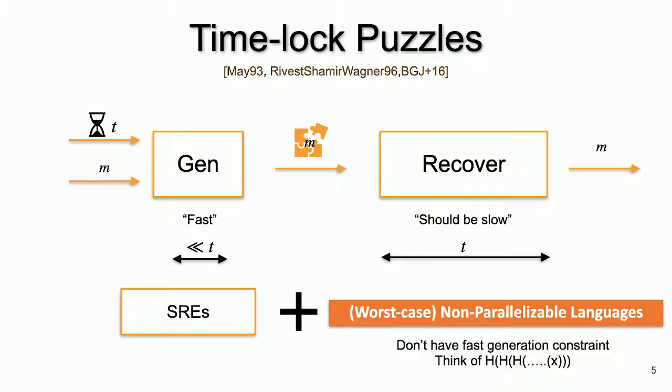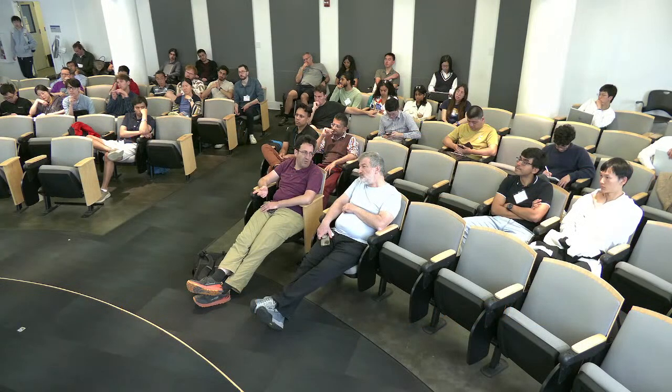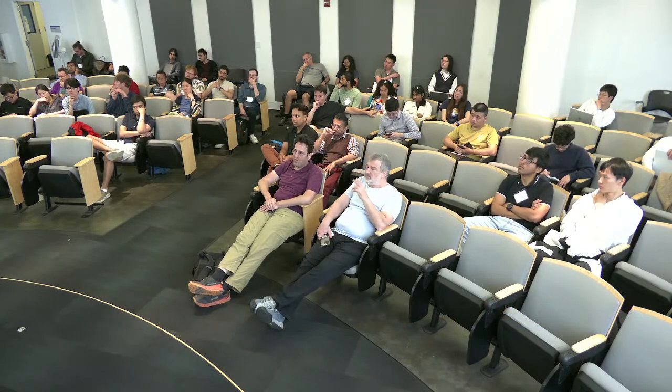Yeah, but even an average case one would make it easy, right? Even if you have an average case non-parallelizable language, it wouldn't make the problem easy. So you need succinct randomized encoding.